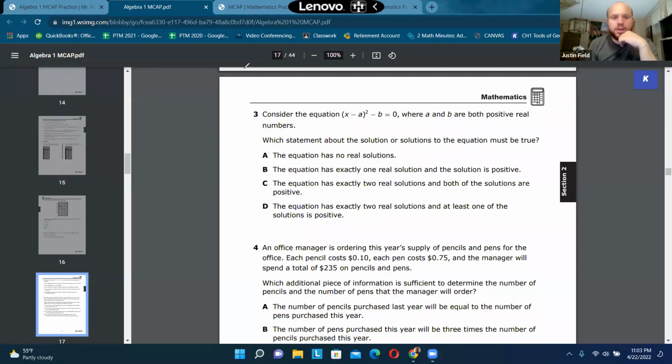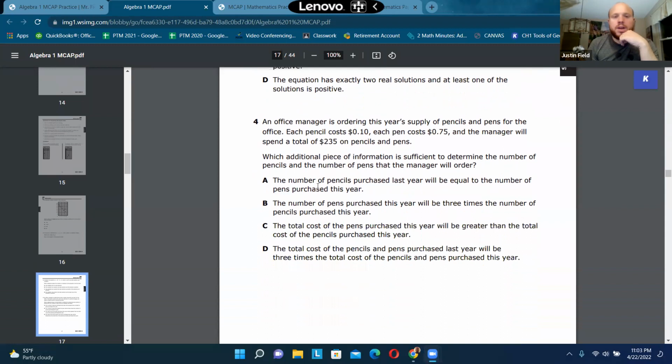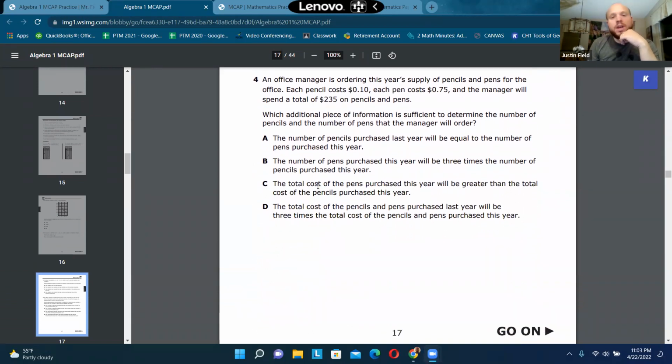All right, let's go on to the next one. An office manager is ordering this year's supply of pencils and pens for the office. Each pencil costs 10 cents and each pen costs 75 cents. All right, so I saw this in the first section. So I'm going to make that X and that Y. Already, that's what I'm thinking. And this is a coefficient. And this is a coefficient. The manager's total, so that is a value on the other side of the equal sign.